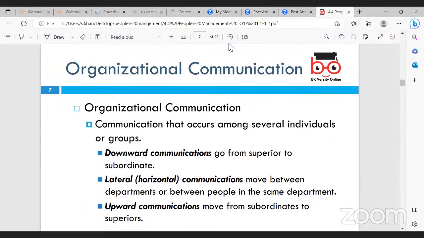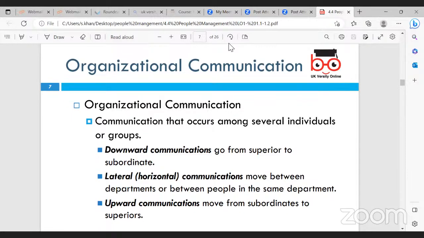Okay. We've got organizational communication, and this is communication that occurs among several individuals or groups. Downward communications go from superior to subordinate. Then you've got lateral communication, which is horizontal communication, moving between departments or between people in the same department. Then we've got upward communications. They move from subordinates to superiors. And that goes down in the organizational hierarchy, and that's the importance of that as well.